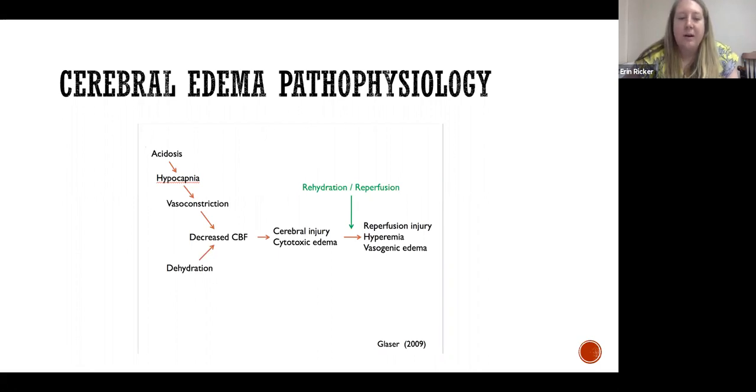So as these patients present, they'll have a decreased cerebral blood flow component. This leads to cerebral injury and cytotoxic edema. As we rehydrate them and reperfuse, we'll start to get some reperfusion injury, hyperemia, and vasogenic edema. Again, this is the theory that this is what's actually playing a bigger role in our cerebral edema. And so going low and slow can help here as well.